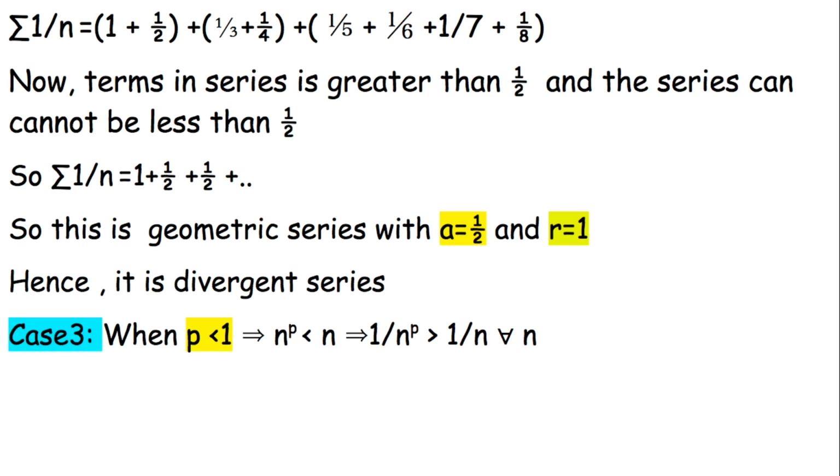So the series 1 upon n is the harmonic series. The harmonic series is always divergent, it never converges. This is also a fact.